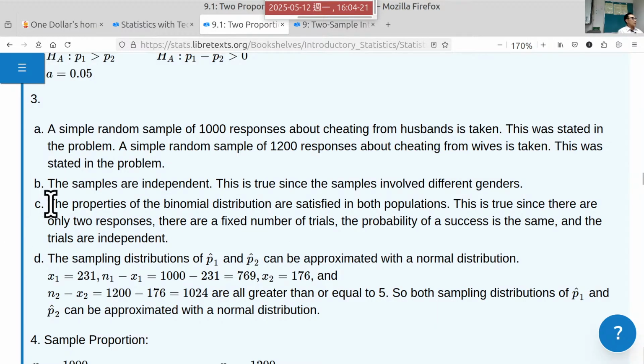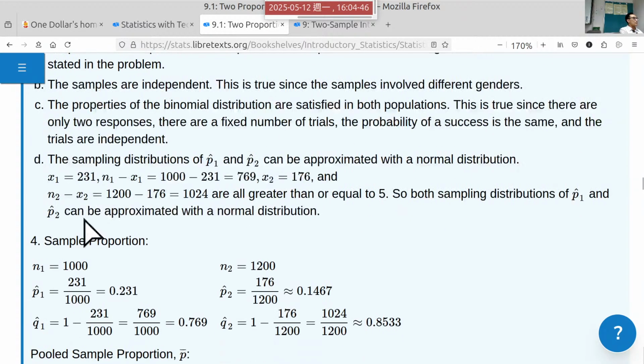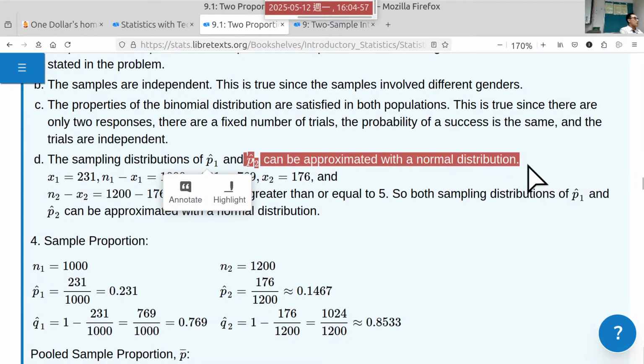C, the properties of the binomial distribution are satisfied in both populations. This is true since there are only two responses, there are a fixed number of trials, the probability of success is the same, and the trials are independent. Let's move to D. The sampling distributions of P1 hat and P2 hat can be approximated by a normal distribution.